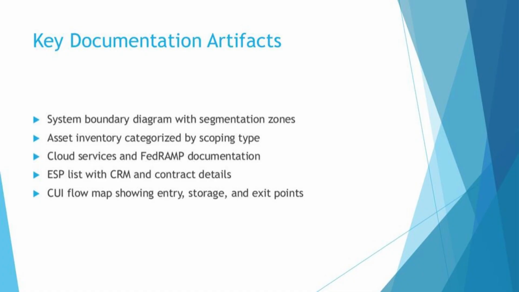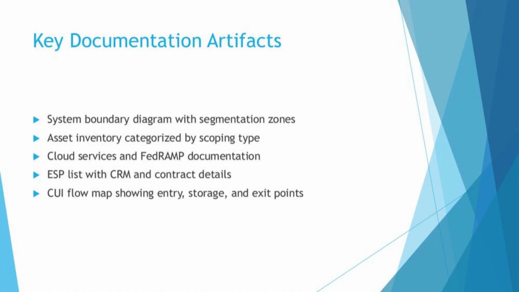The final piece is the flow documentation. That CUI data flow map we talked about, showing the complete lifecycle: entry, storage, processing, exit, including physical outputs like printers or USBs. And it all needs to line up: the flow map, the asset inventory, the boundary diagram, the SSP narrative. It has to be a consistent story.